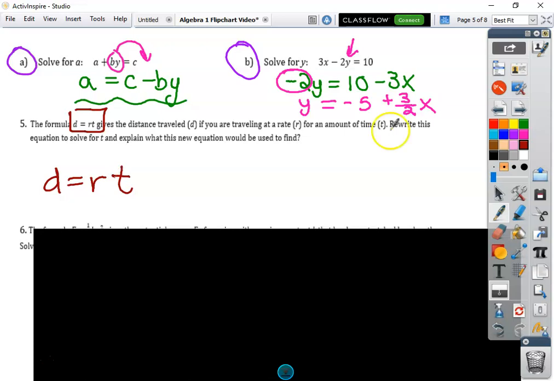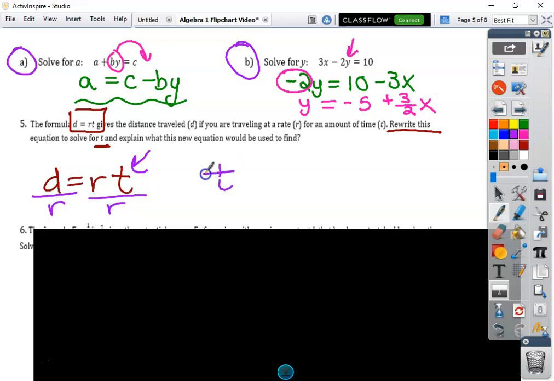So it says to rewrite this equation to solve for t. So how much time is it going to take? So what do we want by itself? We want the t by itself. So we need to move this r, the rate. How fast are you going? Are you going 40 miles an hour? Or are you going 65 miles on the freeway? So we're going to divide r to both sides.